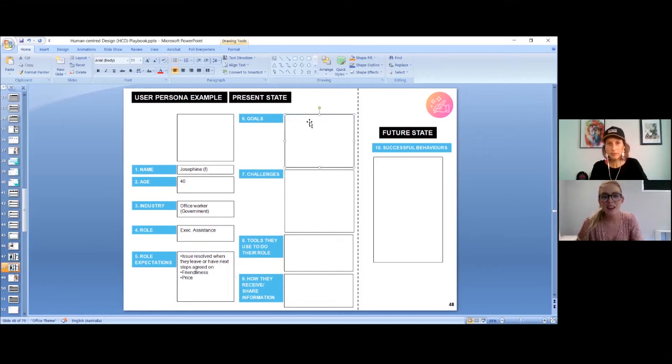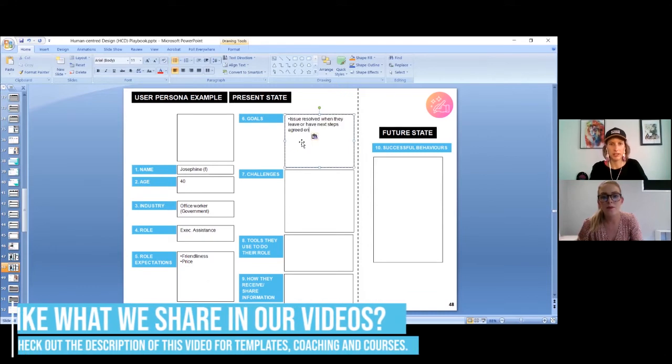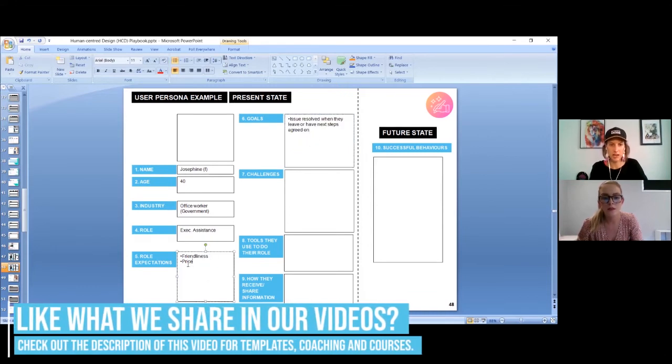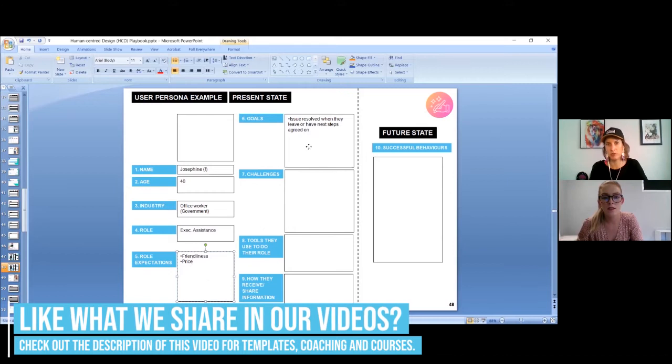Yep. Good. The goals. So Josephine's goals, I think, would be to have whatever she went in there for resolved. Yeah. So this is what happens. Sometimes we go, okay, it doesn't quite fit there anymore. It's over here. So this is her expectations of the staff and the service. But her goals are that she wants a resolution or she wants a plan agreed on. Yeah. Love it. Would she have any other goals?